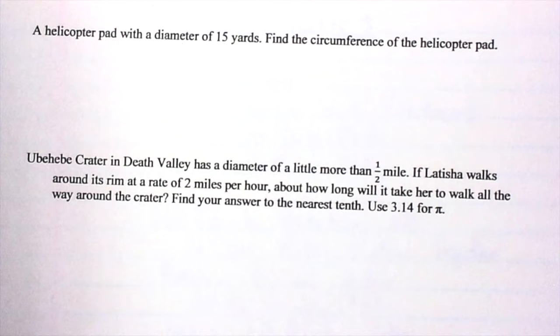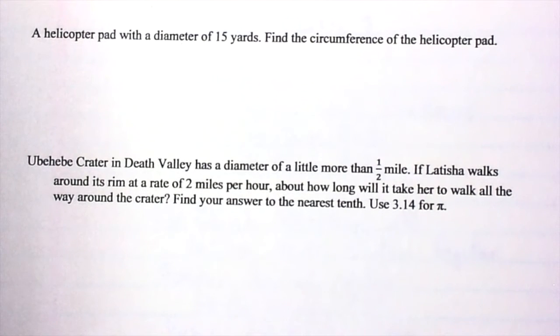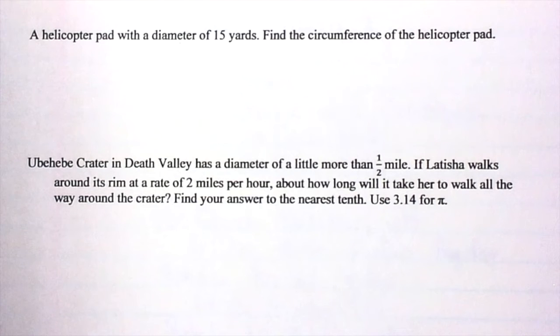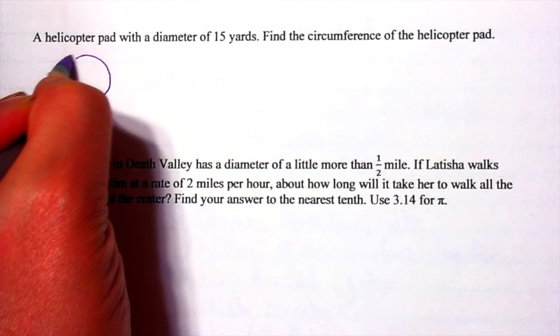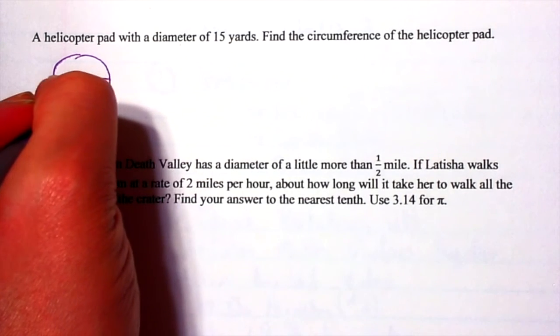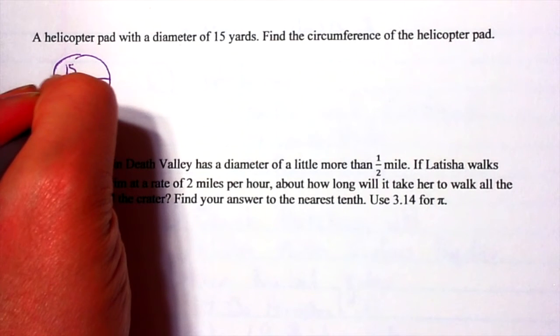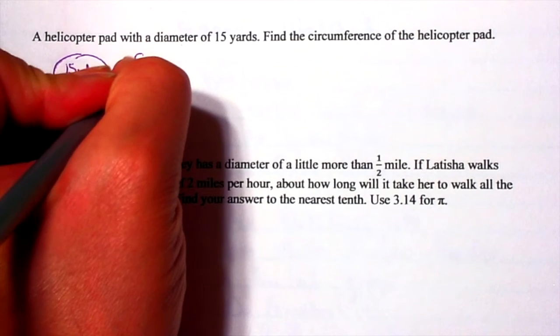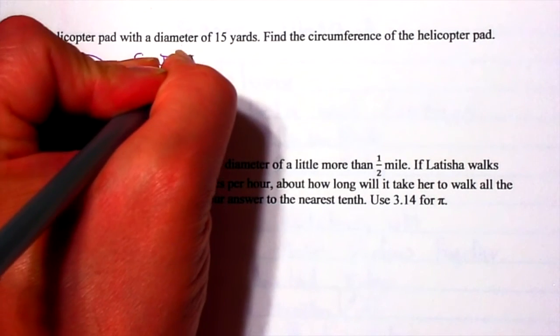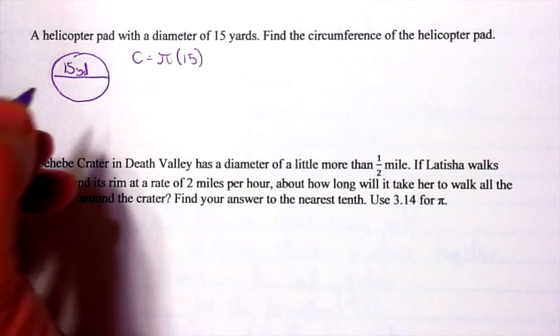Okay, now we're going to start bringing some of these problems and adding in a little of the story problem. Here it says a helicopter pad with a diameter of 15 yards. Find the circumference of the helicopter pad. So what I'm going to do here is I have my helicopter pad, which is that circle. They tell me this is sort of a circle. And they say the diameter going from one side to the other is 15 yards. So if I want to find the circumference, in this case, it's pi times the 15, because I was given the diameter.